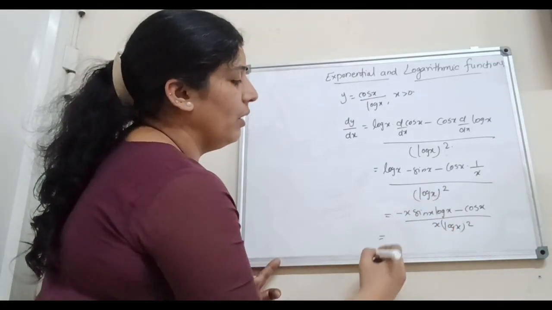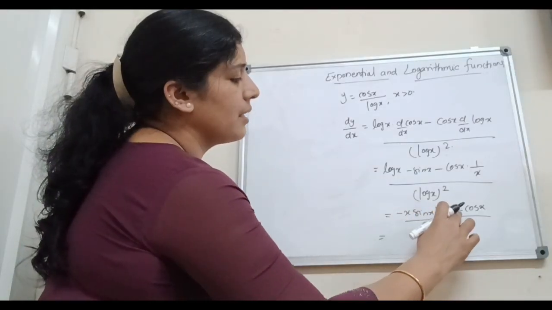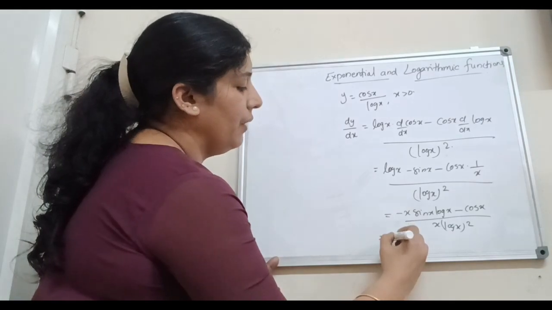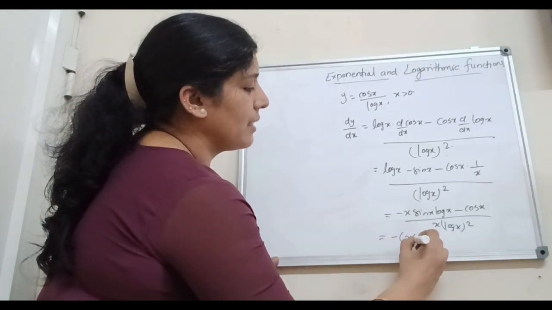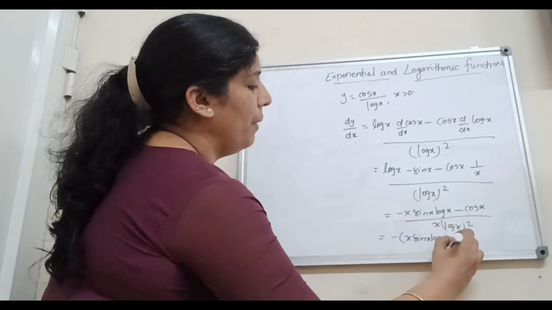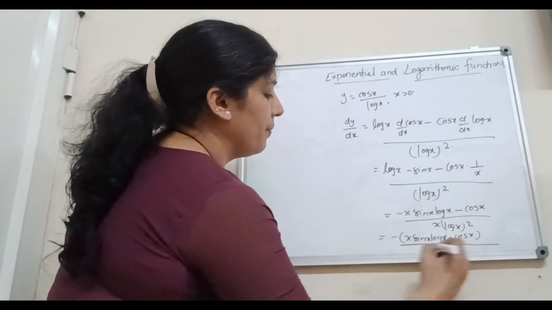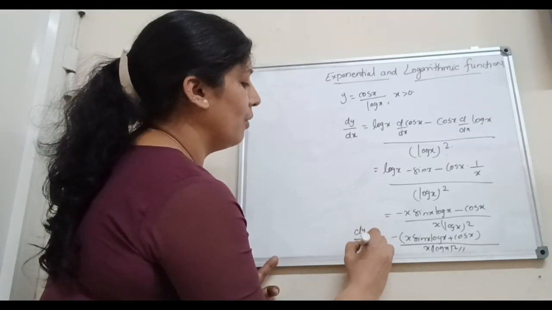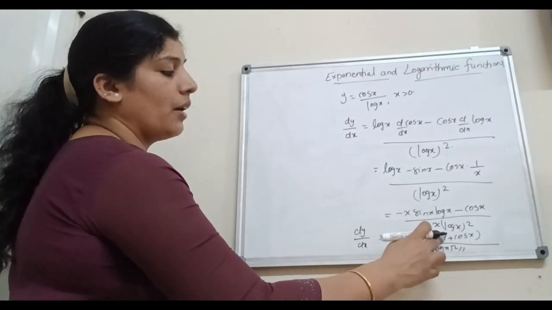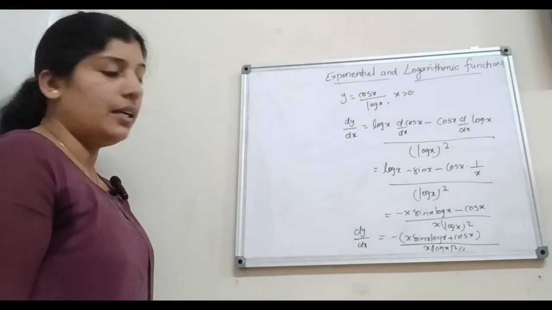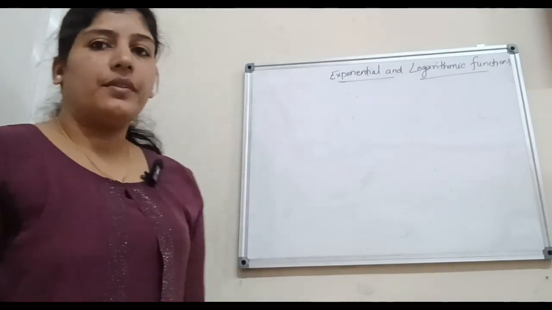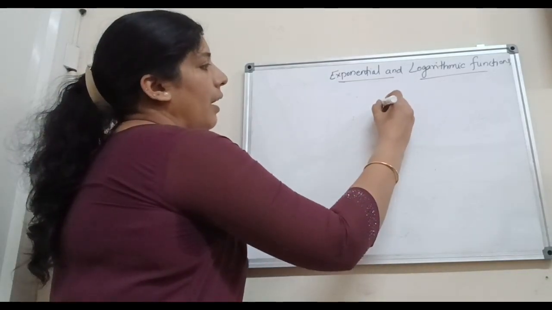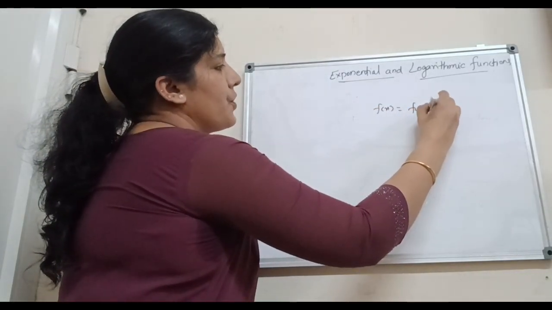That is, it is equal to minus x sin x log x minus cos x divided by x log x whole square. Therefore, here we can take minus outside. Therefore, it is equal to x sin x log x plus cos x divided by x log x whole square. Therefore, dy by dx equal to minus x sin x log x plus cos x divided by x log x whole square.